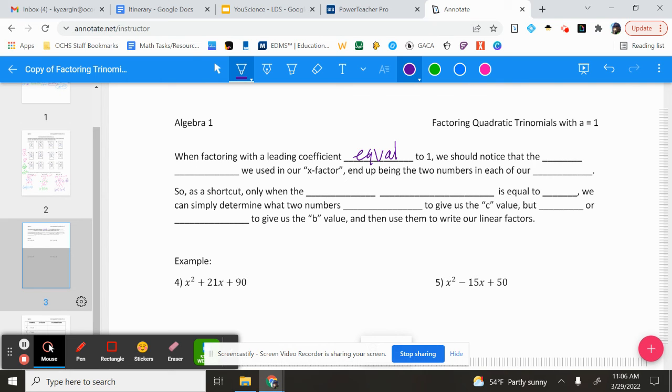So as we look at our next page, when factoring with the leading coefficient equal to 1, we should notice that the numbers that we use in our x factor end up being the two numbers in each of our factored form. Okay? So the two side numbers that we use in our x factor end up being the two numbers in each of our factors.